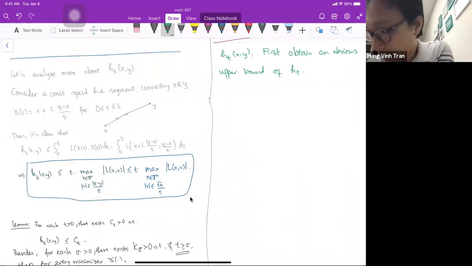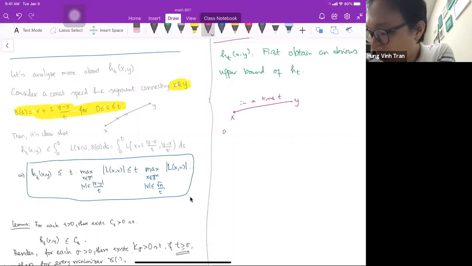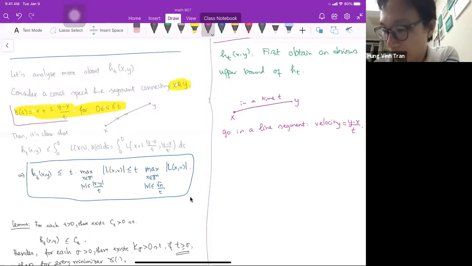So you just choose to connect x and y by a line segment, right? Whatever you choose. In this case, what I'm writing down here is that, okay, so I need to go from x to y, right? In a time t. So if you go in a line segment, then your velocity should be y minus x over t, right? That's exactly what is written here, right? Because you are going at a constant speed in a line segment. I should have said that constant speed, but okay.